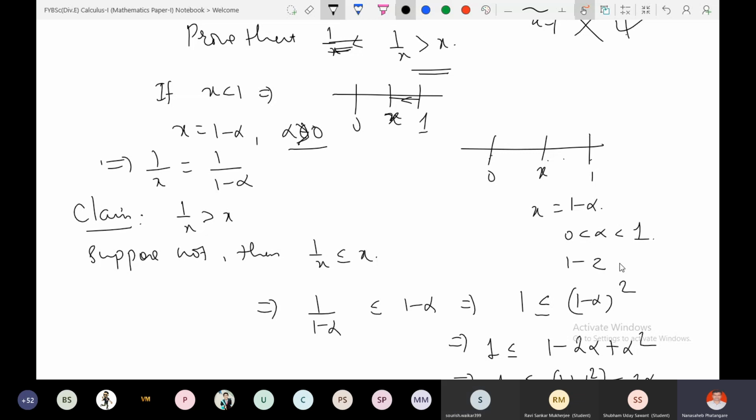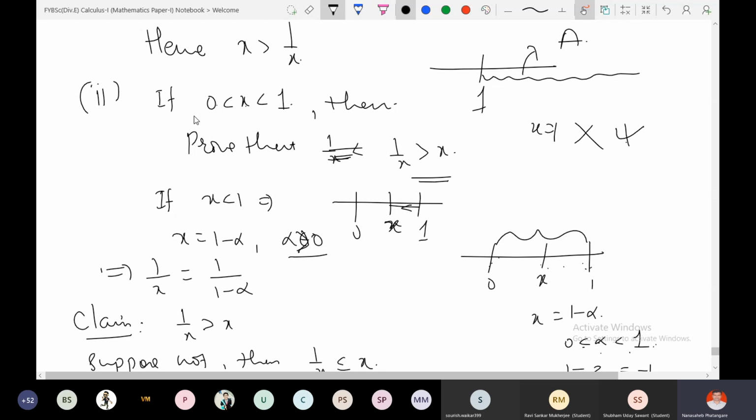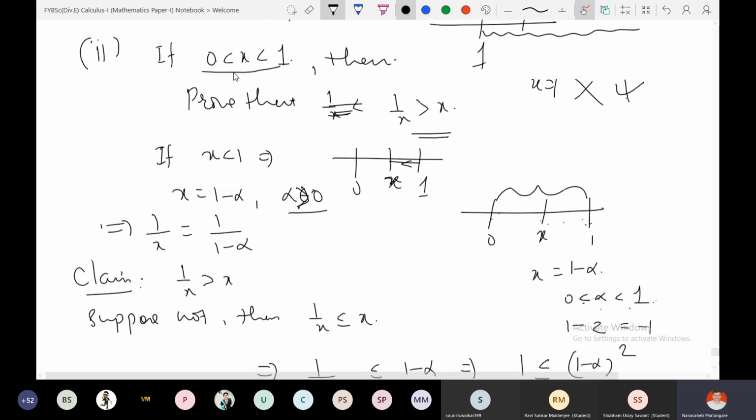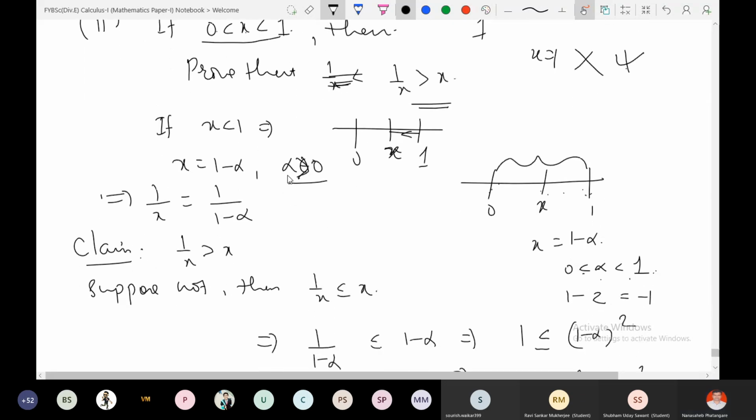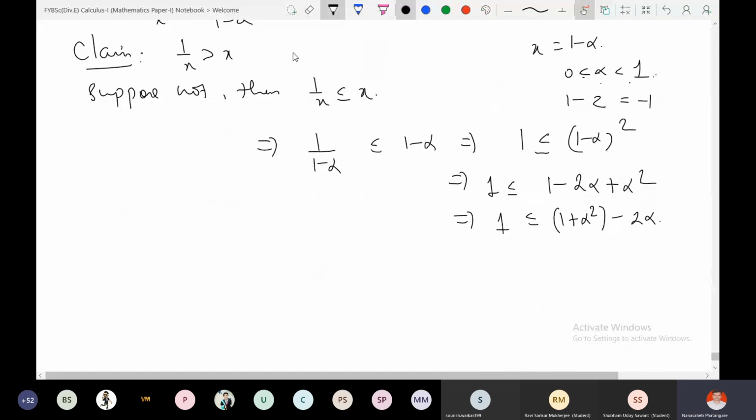Suppose I subtract 2 from 1, what will I get? Minus 1, which will not remain in 0 to 1, right? I am talking about x between 0 and 1, and therefore x is 1 minus alpha, and that alpha is necessarily less than 1. If I subtract some alpha which is greater than 1, certainly it will not remain in this. So my assumption is x between 0 and 1. That's why my alpha is between 0 and 1.